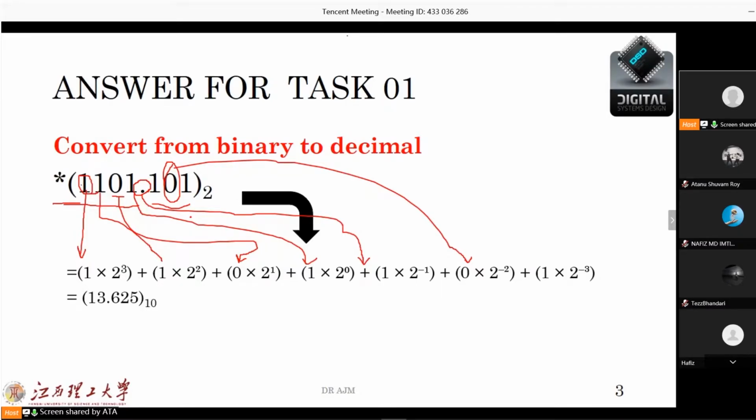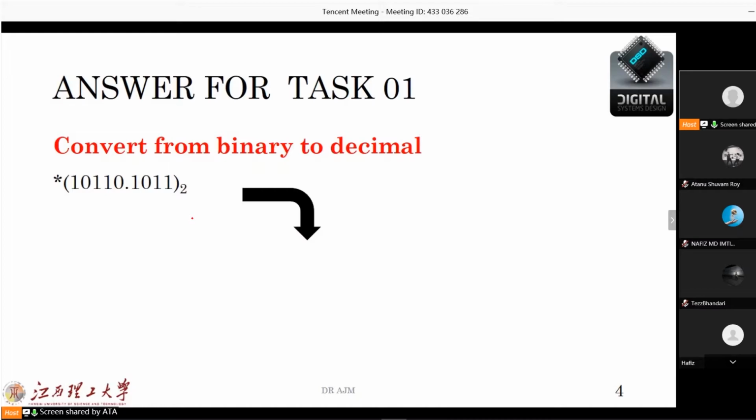Let us see the next example. The next example also is very simple. Can you see we have two parts? One is the integer part, another one is the float part. Same rule we have. I mean for the integer part, how many numbers we have and how many numbers we have for the float part.